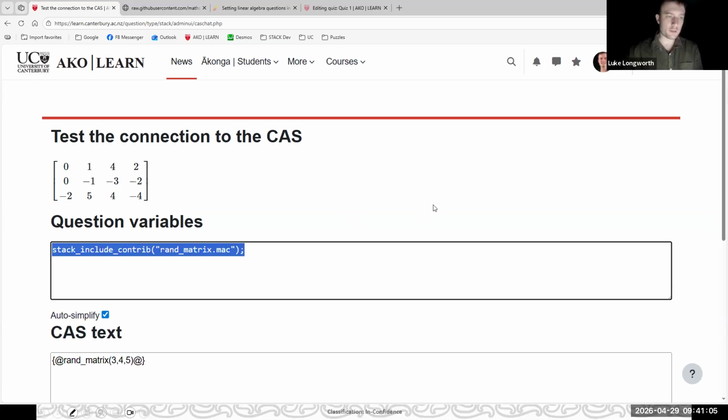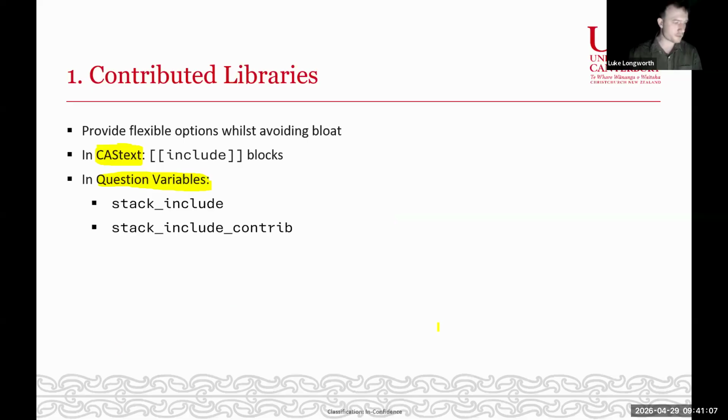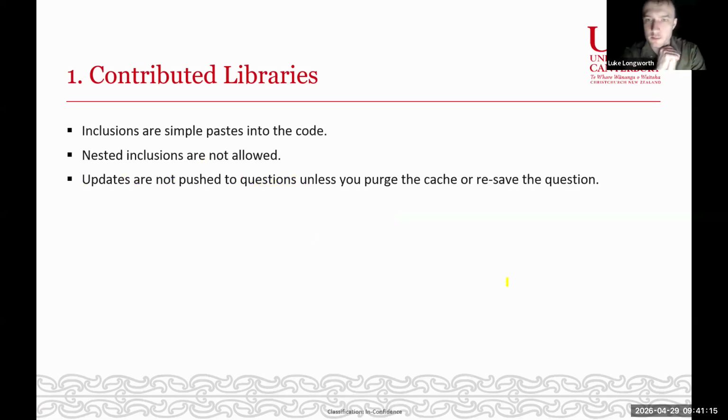So if we're happy using that, we should probably talk a little bit about the limitations of this. Because this is just a simple copy paste into code, it's not very smart. For example, you can't have inclusions that reference other inclusions. That caused me some headaches when I was writing these things because I have dependencies between the different things I've written. But you cannot include a script that then tries to include a separate script. You'd have to include both of them manually.